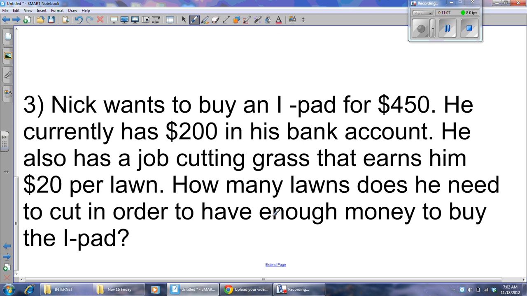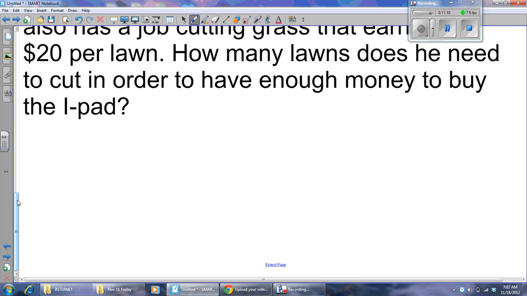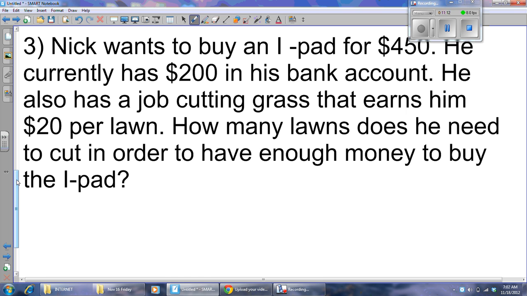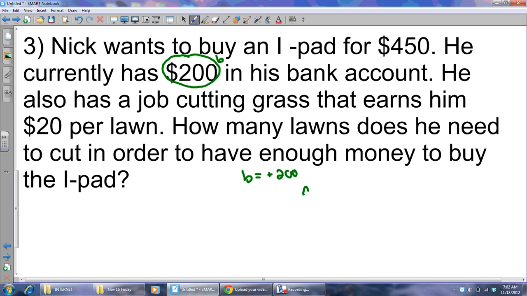There we go. We have Nick wants to buy an iPad for $450. He currently has $200 in his bank account. What do you suppose that is? That's his b, right? b is going to be positive 200 because it's money that Nick has. He also has a job cutting grass that earns him $20 per lawn. What do you suppose that is? Well, it's a slope, $20 per lawn, so 20 over 1.